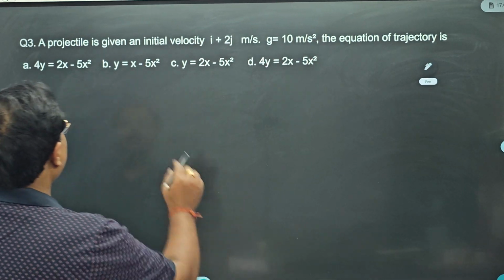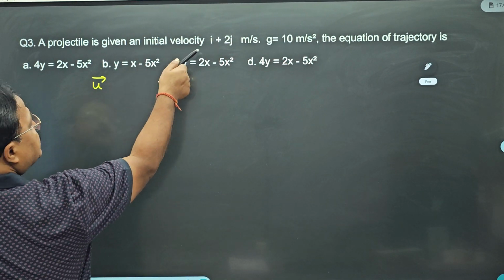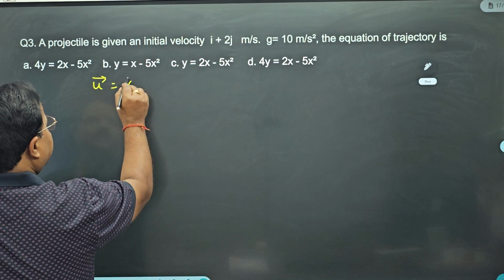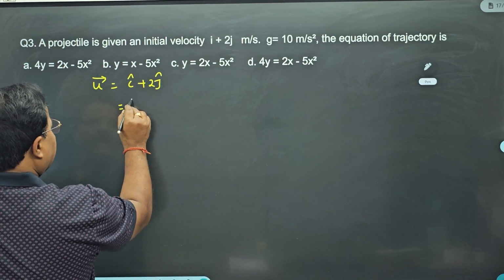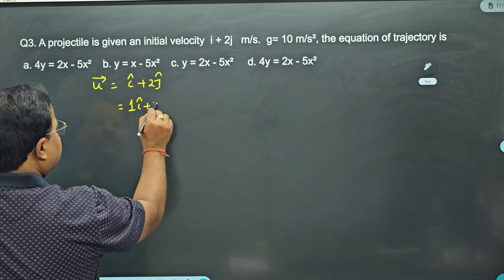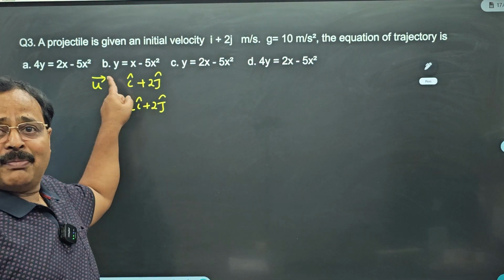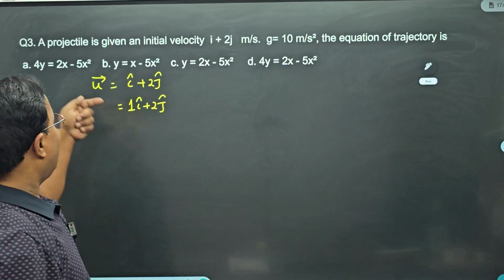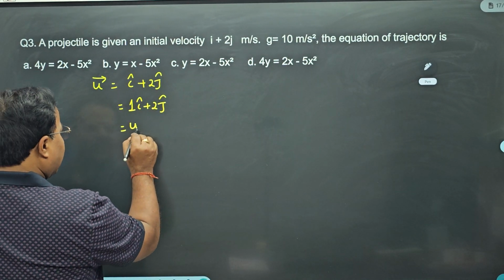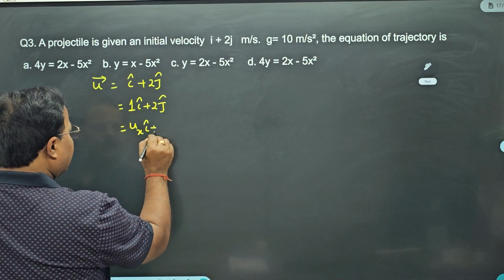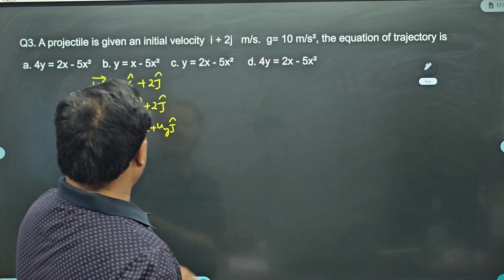You see here, the initial velocity is given as I cap plus 2j cap. What is the meaning of this? Can I write it 1 I cap plus 2j cap? Here the velocity is in 2 dimensions. One is x direction, another is the y direction. Can I write it, my dear students, ux I cap plus uy j cap? Yes, I can write it as ux I cap plus uy j cap.